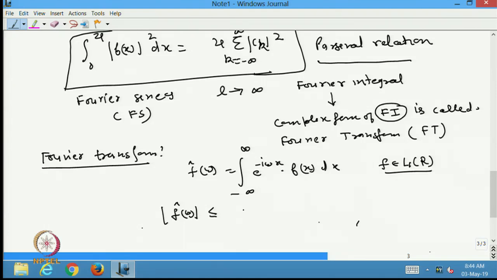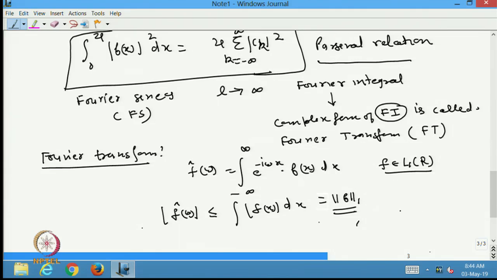What will be this thing? So this is basically, if you look at, this is the norm. So, if f belongs to L1(R), this is less than infinity. So, it means Fourier transform exists. This improper integral converges. So, that is why we are working with f belongs to L1(R).